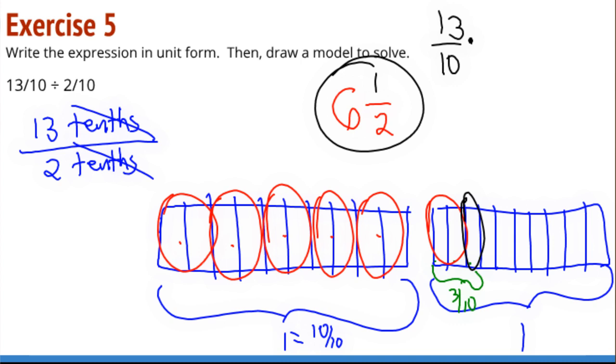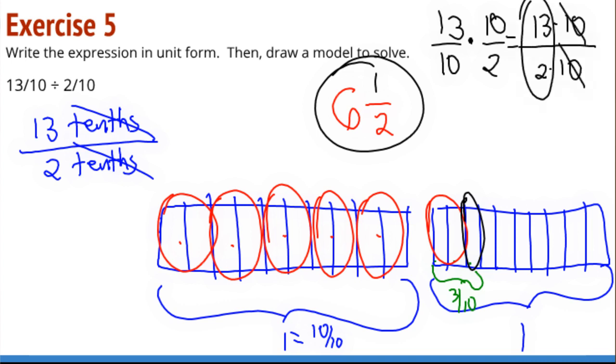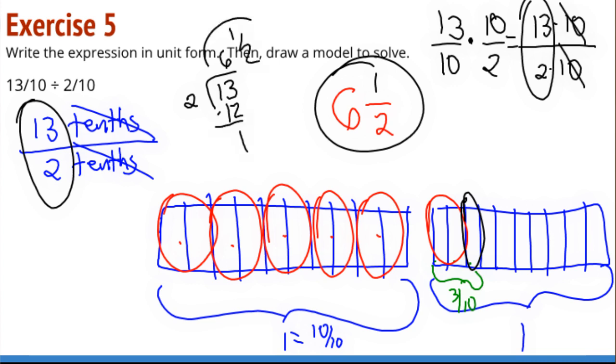Now I can check that out. 13/10 multiplied by 10/2. 13 times 10 and 2 times 10, which will leave me with 13/2, which is 13/2 right here, and then I get 13 divided by 2. 6 times 2 is 12. 6 1/2. So all of my patterns are continuing to hold true.